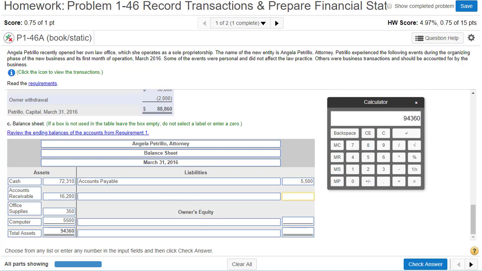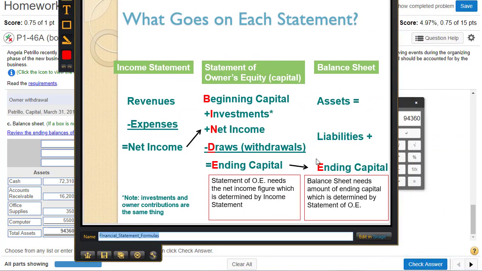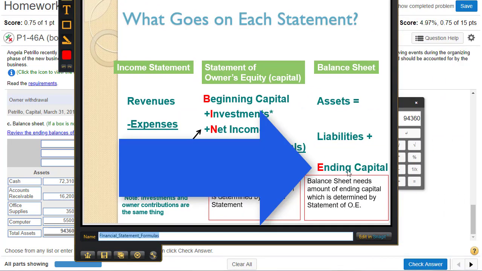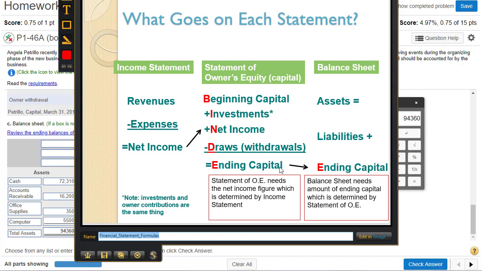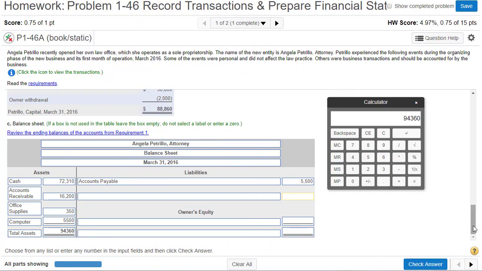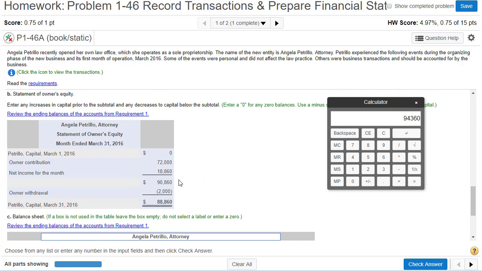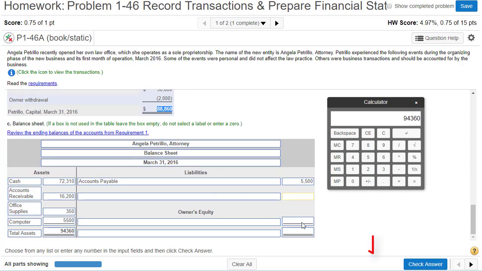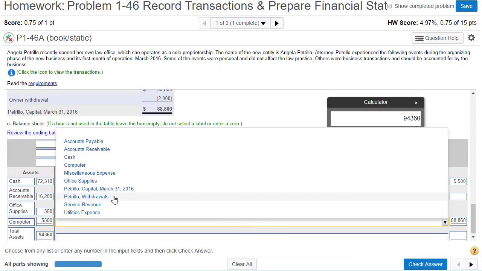Now we need our ending capital, which will be our equity account. So where do we get the ending capital from? Follow the arrow backwards. We get it from the end of our statement of owner's equity. So scrolling up here, here is our statement of owner's equity. Here is our ending capital, meaning ending of the time period. In this case, end of March. So I'm going to copy the 88,860. That is our capital. Petrillo capital as of March 31st.